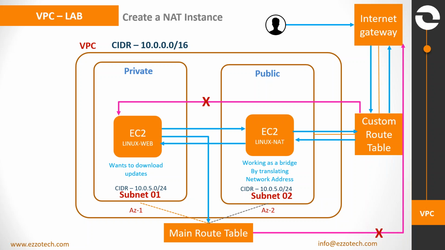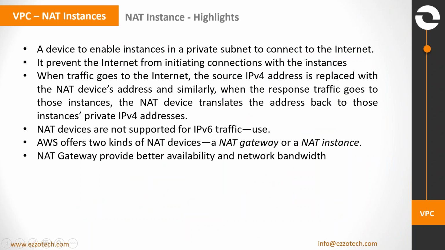So let me tell you how it translates the address. EC2 Linux Web, the private instance, has its private IP address. It does not have a public IP address. And EC2 Linux NAT in the public subnet has its private IP address as well as a public IP address. So when the private EC2 instance sends the communication to the public EC2 instance, the public EC2 instance knows the private IP address of the first one.